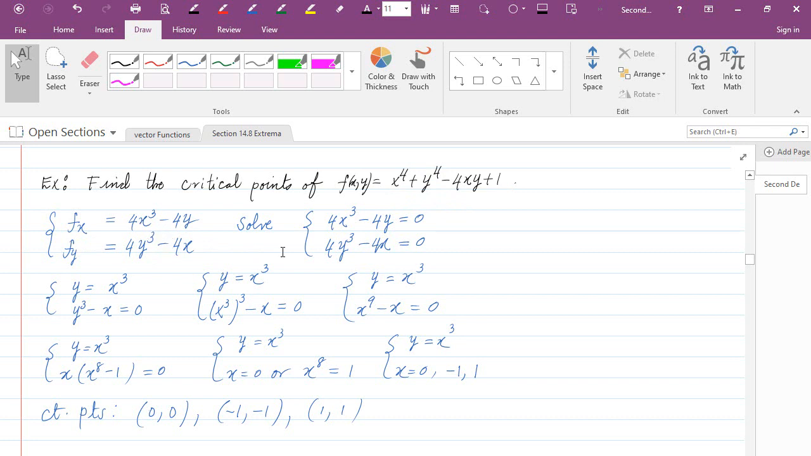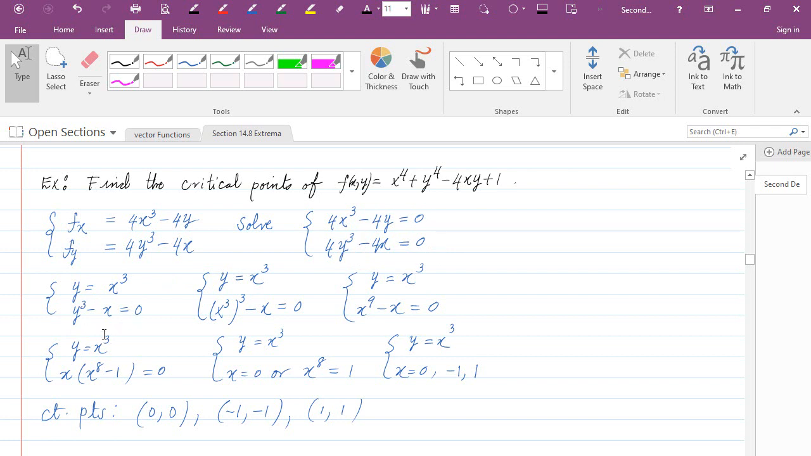So we set the partials to 0, and we need to solve this system of equations. This is the system of equations that we want to solve for x and y. Now, the first equation, we can cancel out the 4 by dividing both sides by 4. Then I get x cubed minus y is 0, and I can rewrite that as y is equal to x cubed. The second equation, if I divide by 4, I can write as y cubed minus x is equal to 0.